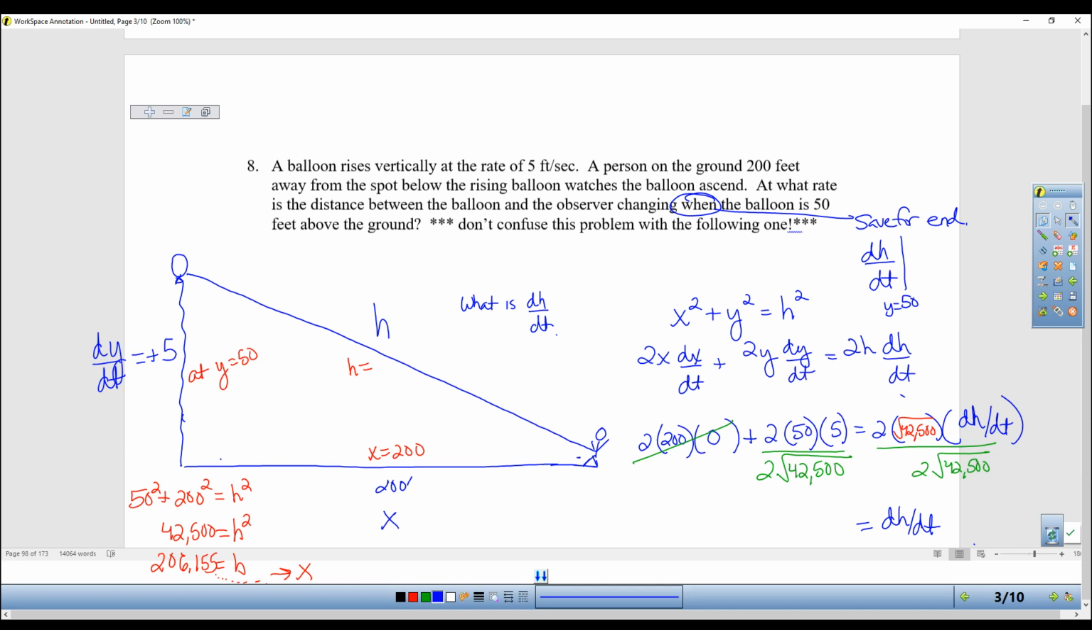Stored as x. Sorry, you have to wait for me to do it. 500 divided by 2x. And I get 1.212678. So 1.213 feet per second. That's how fast this distance is changing when the balloon is 50 feet in the air.